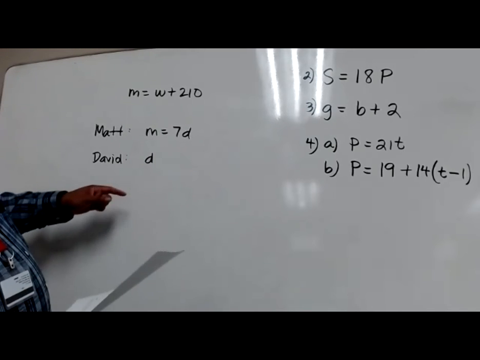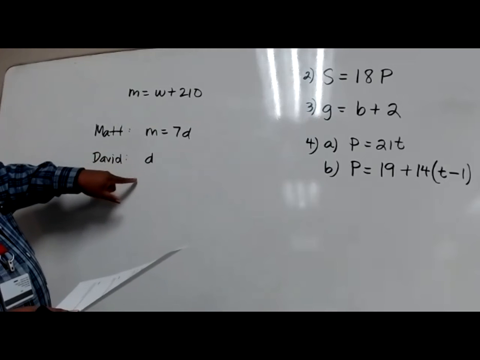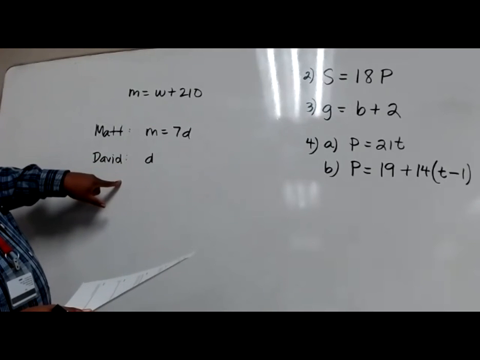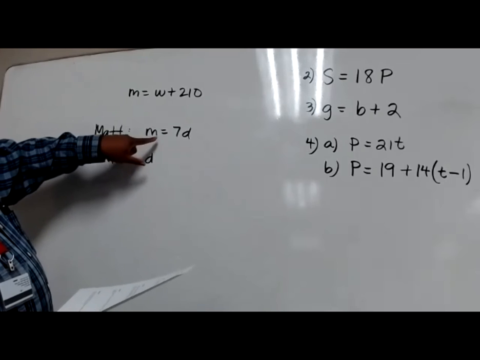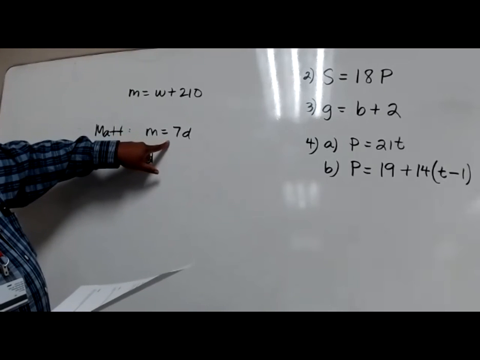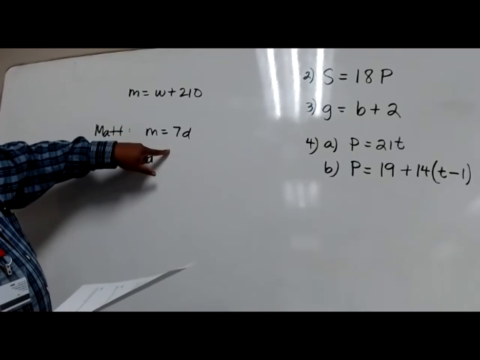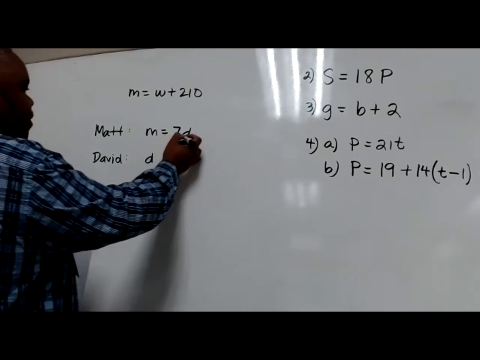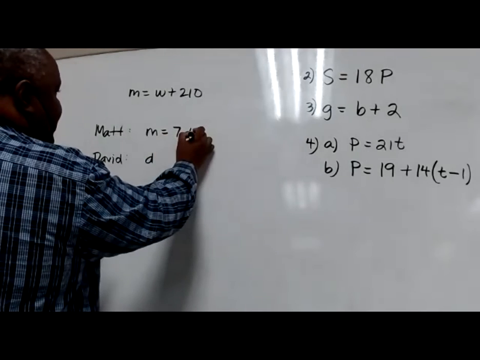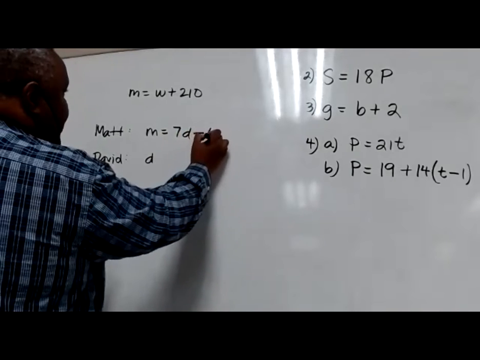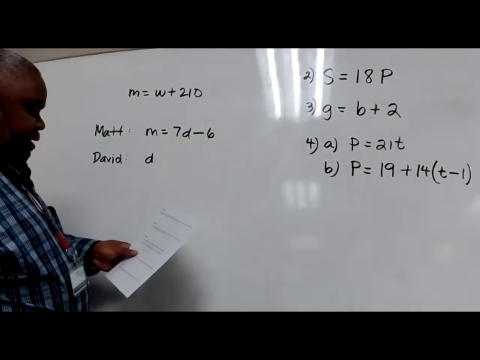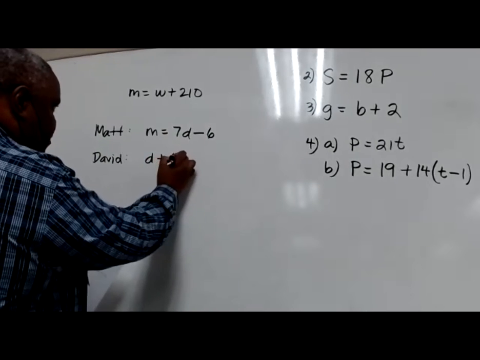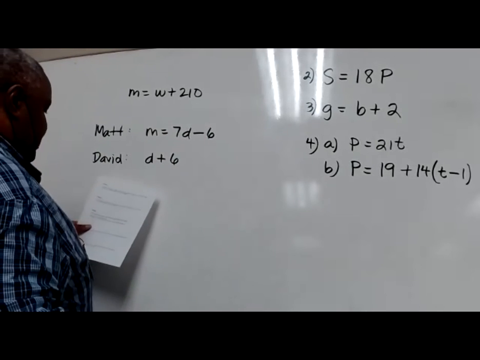Okay, we're letting D be the number of stickers that David has. And Matt has M stickers, so that means M has to be equal to 7 times D for Matt. But here Matt gives David 6 of his stickers, so the number of stickers that Matt would have would be 7D minus 6. But David picks up 6 stickers, plus 6.